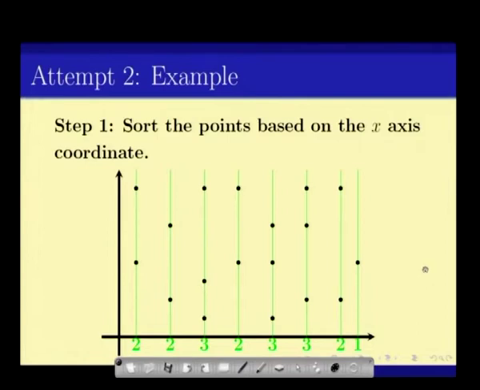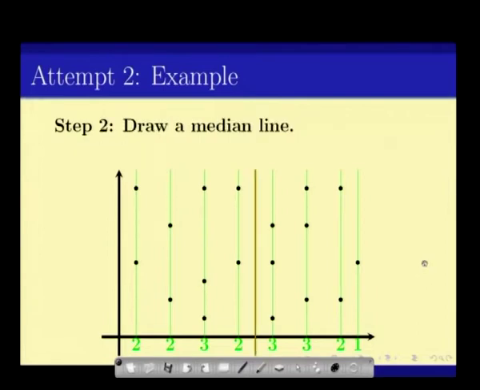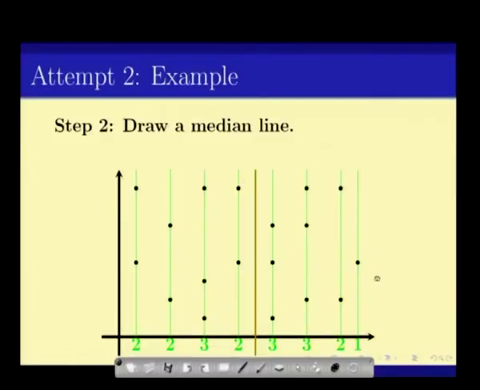So, once we have projected all these points to the x axis and sorted them, we can find the median line. The median line can be any line such that exactly half of the points are on the left and half are on the right. In this setting, the line drawn here is the median line. Now, once we have the median line, we have split this problem into two sub problems, just as in the one dimensional setting. So, we have the left side and the right side, and we can recursively solve for both and then combine them.